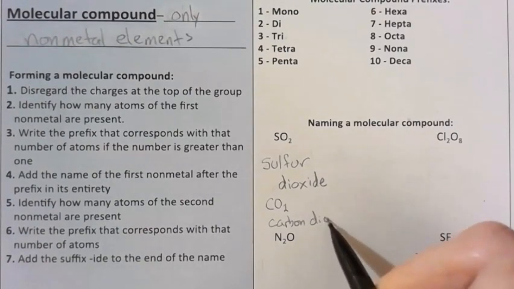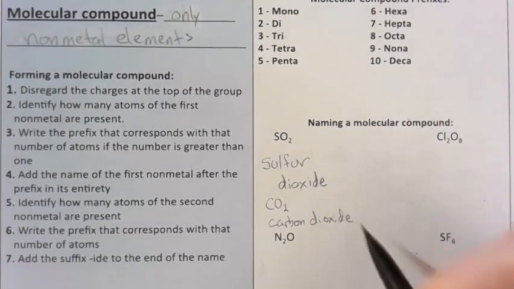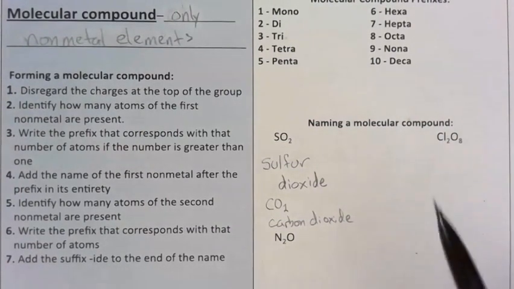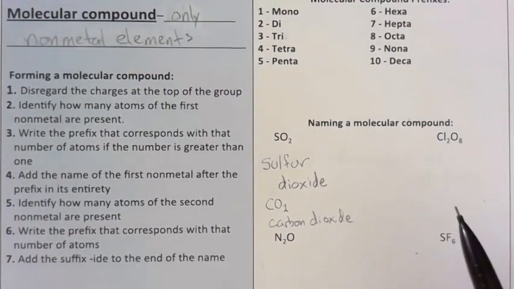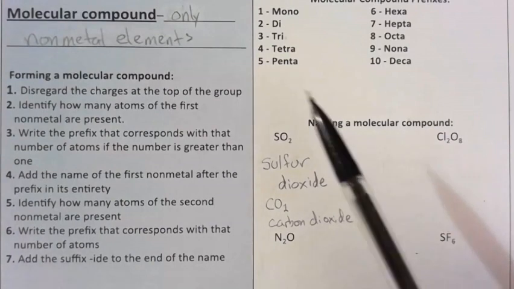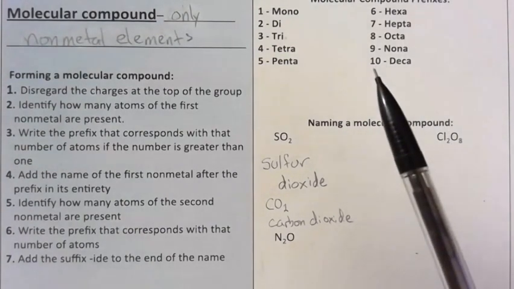And again, we call that carbon dioxide. Right? So that's really the only time for a molecular compound that we don't use one of these prefixes. If the first element is by itself, just write the name for that element. Everywhere else in these next three examples, we're going to see we use all of these prefixes.